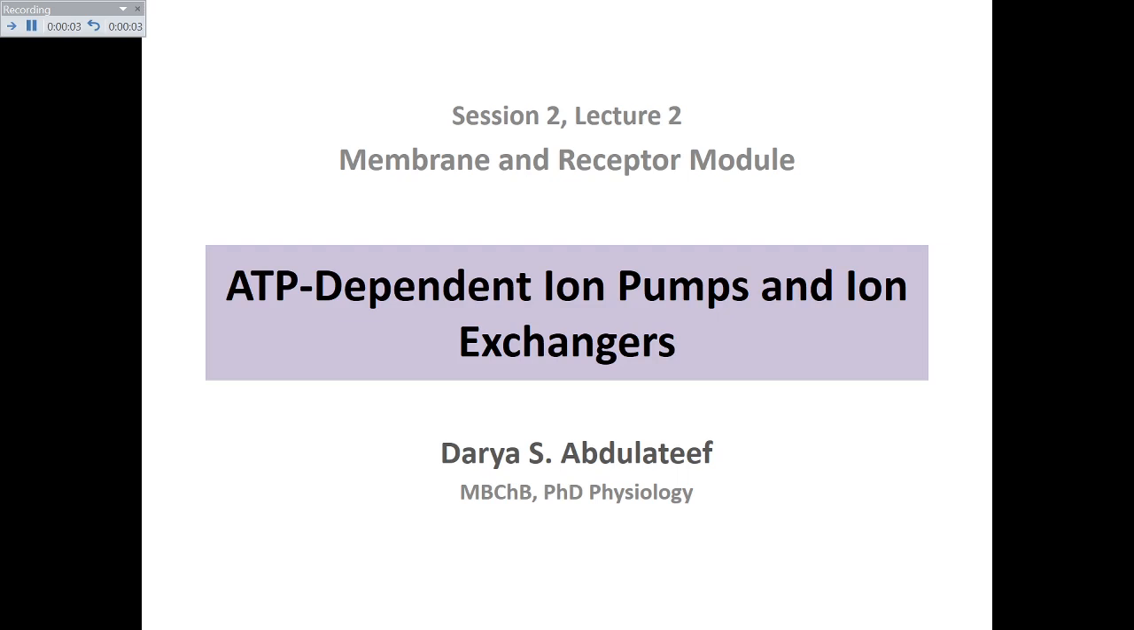Ion pump and ion exchanger. ATP dependent ion pump and ion exchanger is the title of lecture 2 of session 2 in the membrane and receptor module.